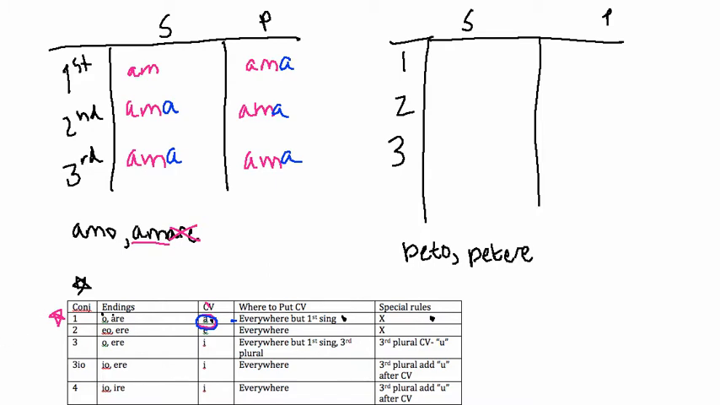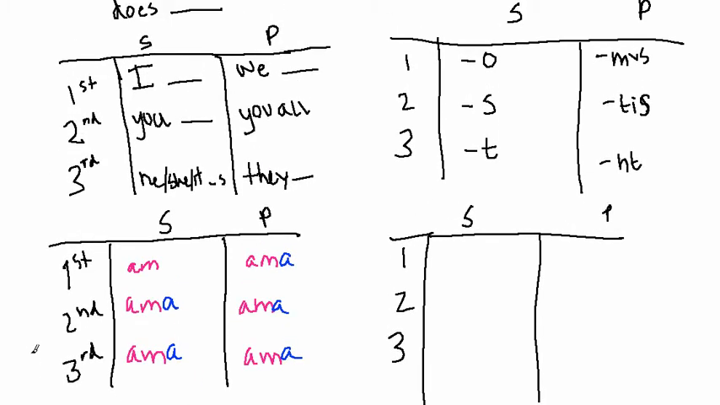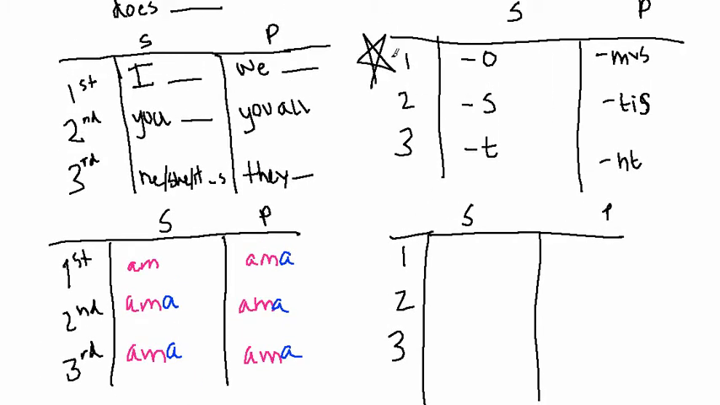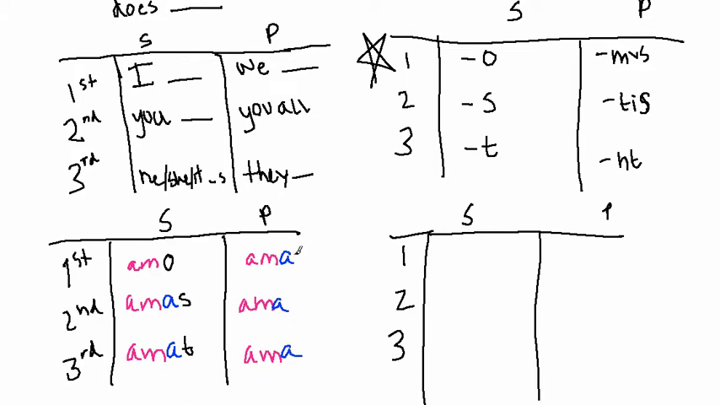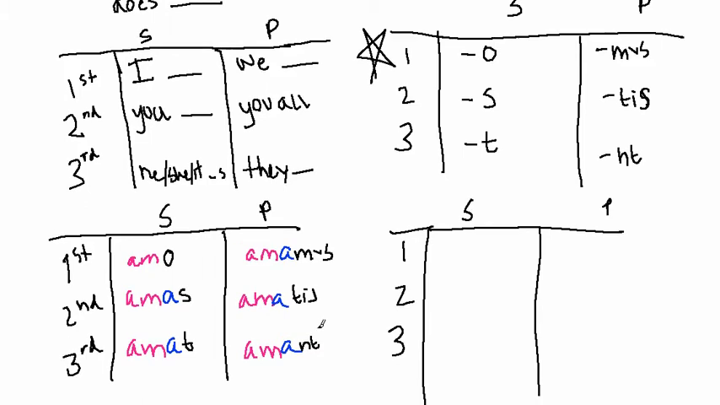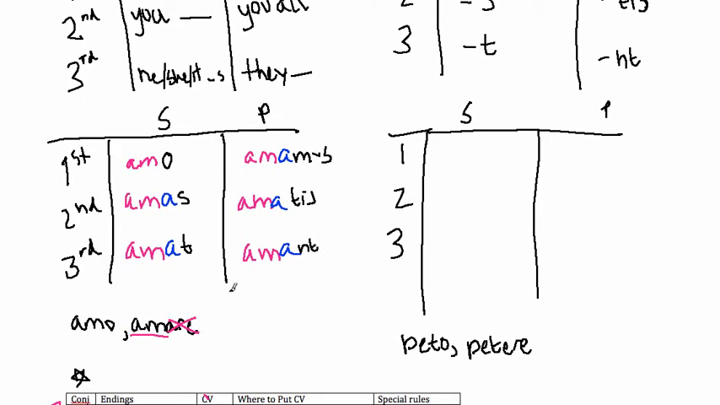Okay. So now you can go ahead and add your endings that I just mentioned. And if you look right here, it's o, s, t, mus, tis, nt. So it ends up being amo, amas, amat, amamus, amatis, amant. And now let's go ahead and do the exact same thing for the third conjugation verb.